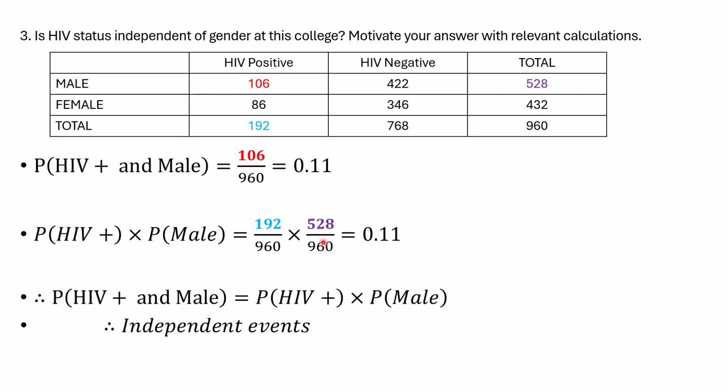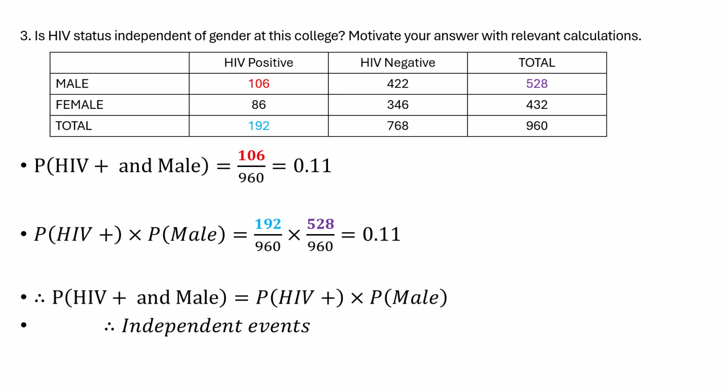Alright, so we're going to forever do this. When we say motivate your answer with relevant calculations, if we give you a contingency table, I am 99% sure that they will ask this question on dependent or independent events. So get in the habit of solving this. The rest, I assume you can read from the table. Let's look at another question.